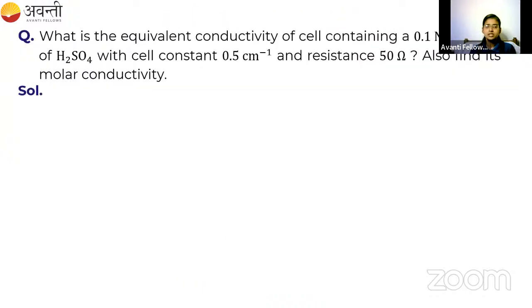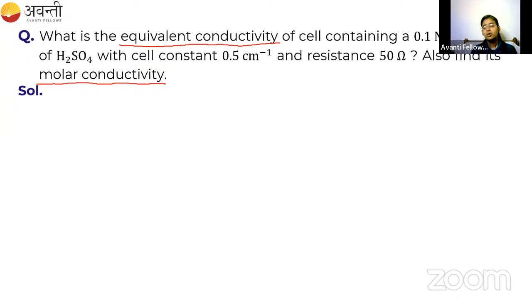Yeah, so this is the question. What is the equivalent conductivity of a cell containing a 0.1 normal solution of H2SO4 with cell constant 0.5 centimeter inverse and resistance 50 ohm? Also find its molar conductivity. So in this question, we are asked to find out the equivalent conductivity and the molar conductivity. So we have to find both.